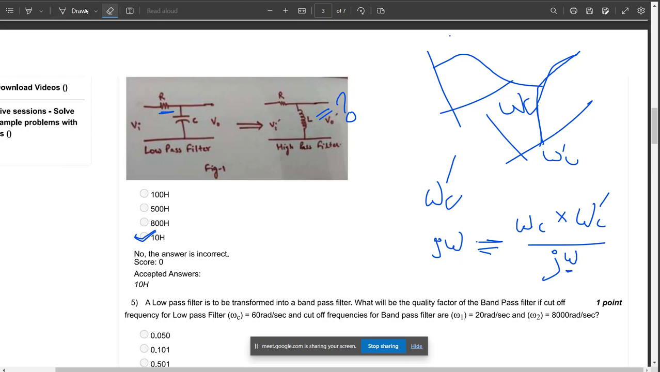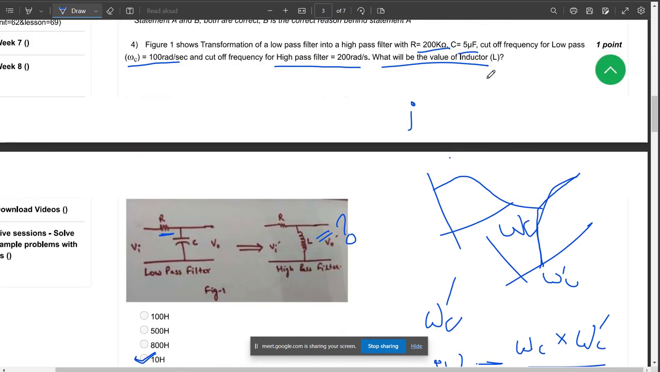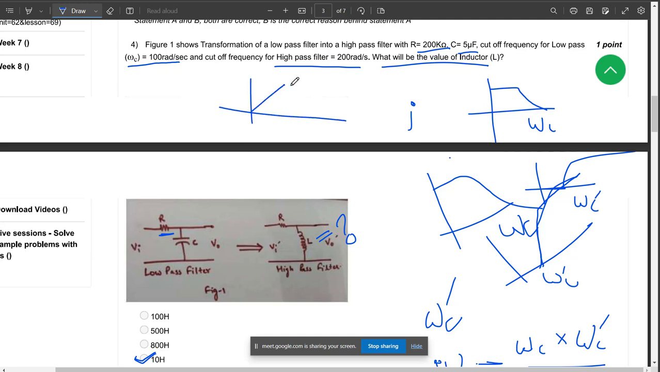This is J omega. This is the center frequency, J omega naught. So see, this is a low pass filter, right? This is omega C, and this is a high pass filter, which is omega C dash. So there is a pass band filter, something like that.